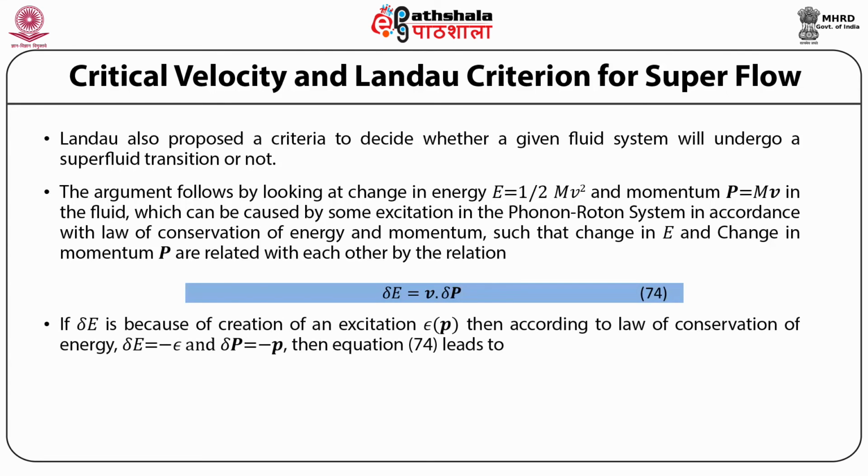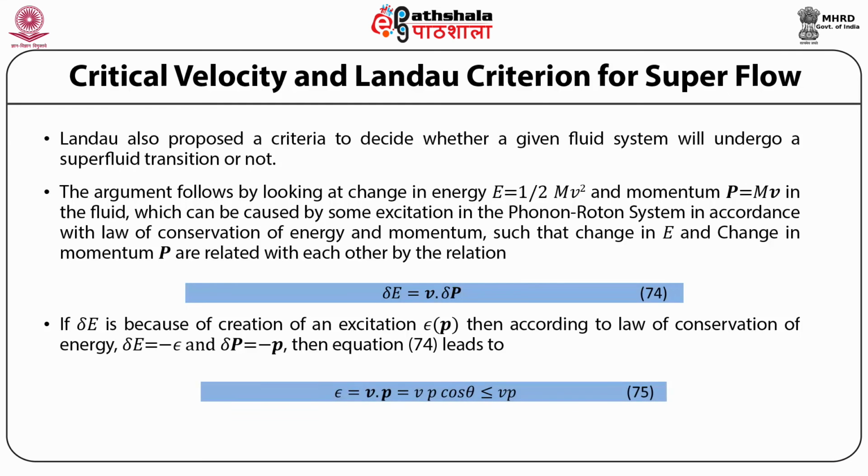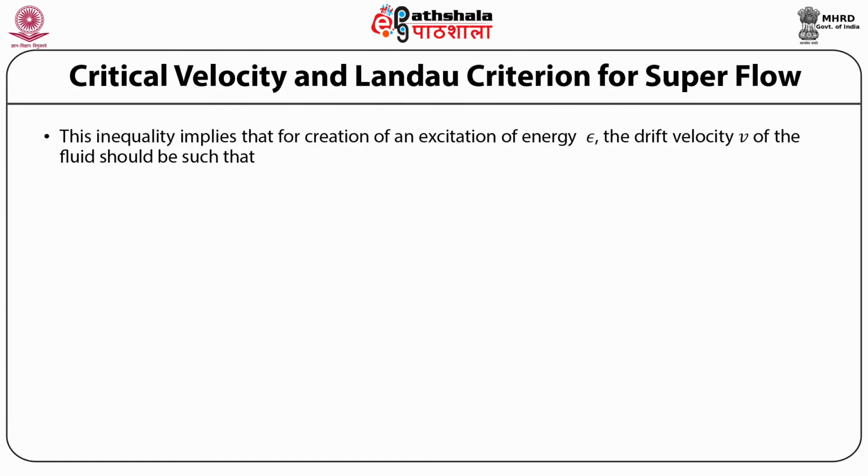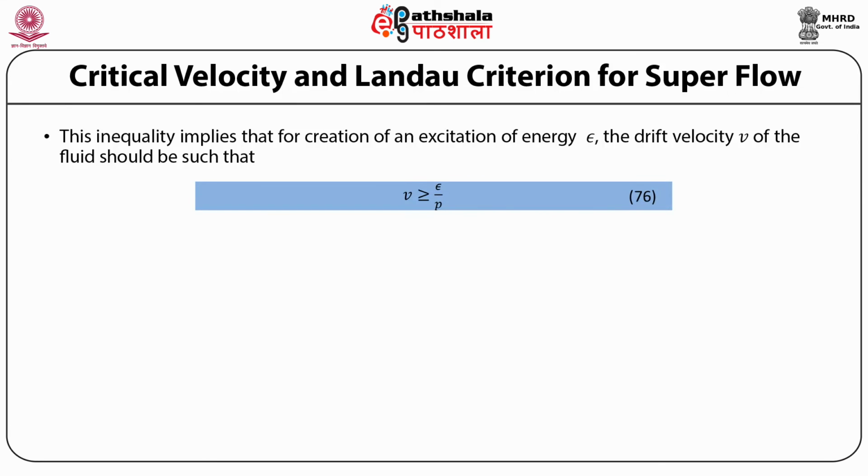If delta E is because of the creation of an excitation epsilon p, then according to the law of conservation of energy, delta E is equal to minus epsilon and delta p is equal to minus p. Then equation 74 leads to epsilon equal to v times p, which is equal to vp cos theta, is less than or equal to vp. This inequality implies that for creation of an excitation of energy epsilon, the drift velocity v of the fluid should be such that v is greater than or equal to epsilon upon p.